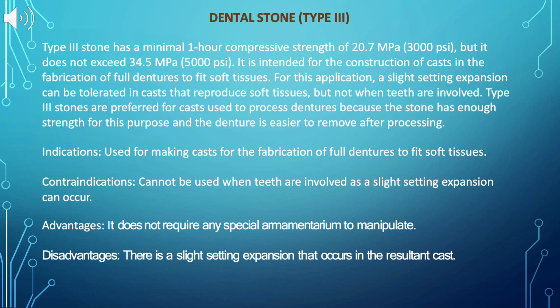Indications: used for making casts for the fabrication of full dentures to fit soft tissues. Contraindications: cannot be used when teeth are involved as a slight setting expansion can occur. Advantages: it does not require any special armamentarium to manipulate. Disadvantages: there is a slight setting expansion that occurs in the resultant cast.